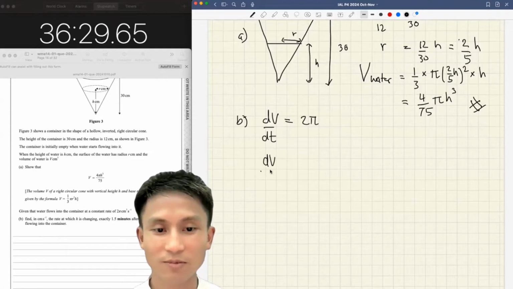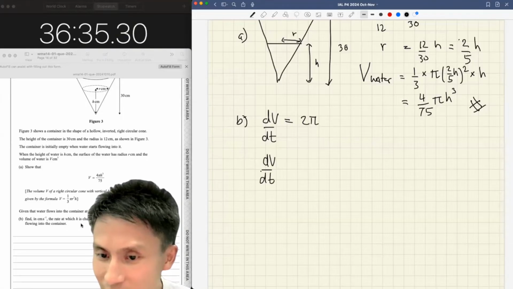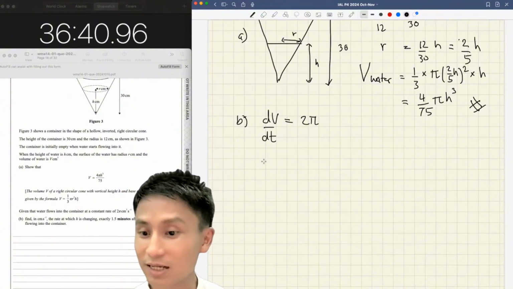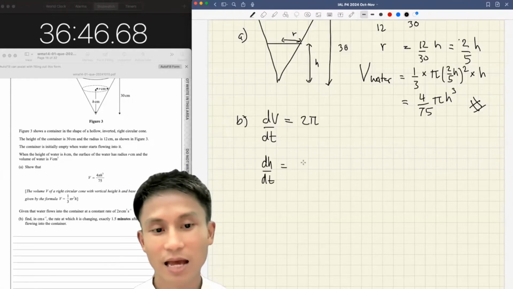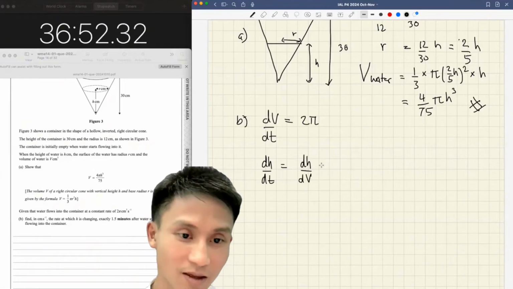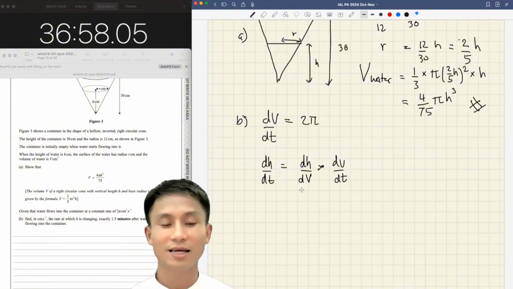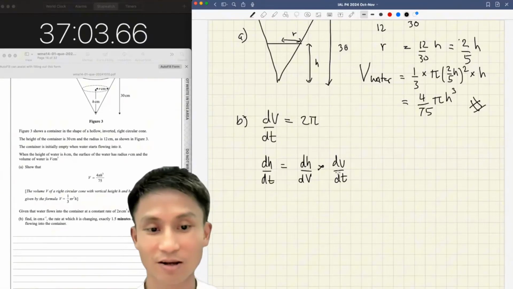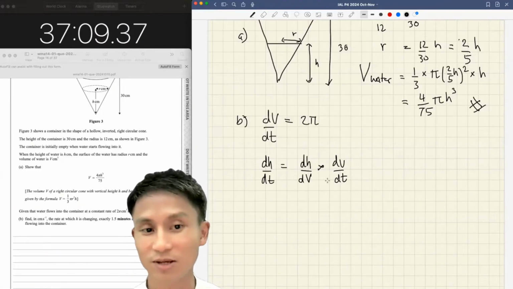We want dH by dt, that is the rate at which H is changing. So dH by dt is needed here, and you can do your chain rule. So dH by dV, times dV by dt, right? If you try to cancel the fraction here, dV would cancel and you get back to dH by dt. But we want to substitute dV by dt as 2 pi, and dH by dV needs to be determined.